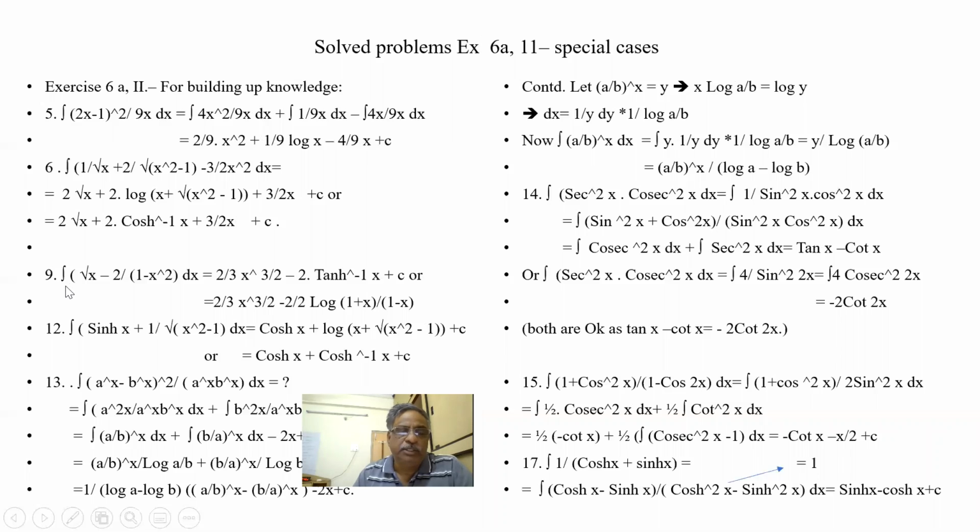Let us see another one. Integration of root x minus 2 by 1 minus x square dx. Simple. Root x we know: x to the power of half means x to the power of 3 by 2 by 3 by 2 on integration. So 2 by 1 minus x square. There is no root here. If it is 1 plus x square, it is tan inverse. Since it is 1 minus x square, it's tan h inverse x. Or we can write the log as 1 plus x into 1 minus x, and 2 by 2 log 1 plus x by 1 minus x. Or both answers are okay.